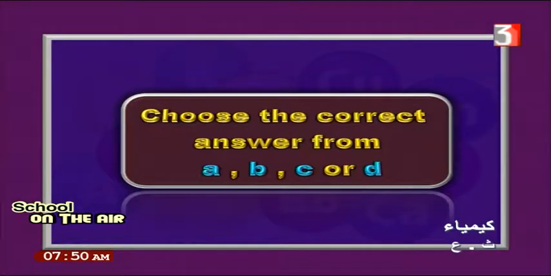Next kind of questions: choose the correct answer from A, B, C, or D.